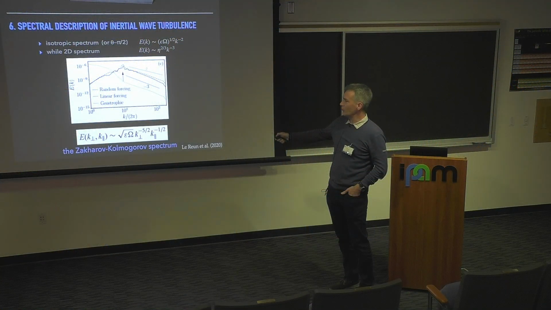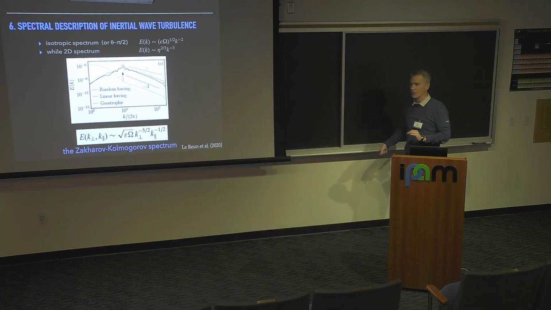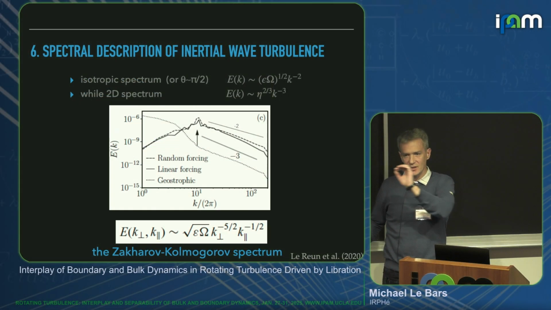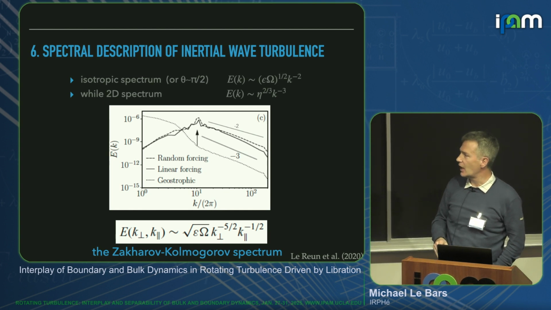But for the random forcing and the linear forcing and everything else, you see it's in between. So it's not very easy to figure out if you do have this type of turbulence in your system or not, only by looking at the isotropic spectrum.